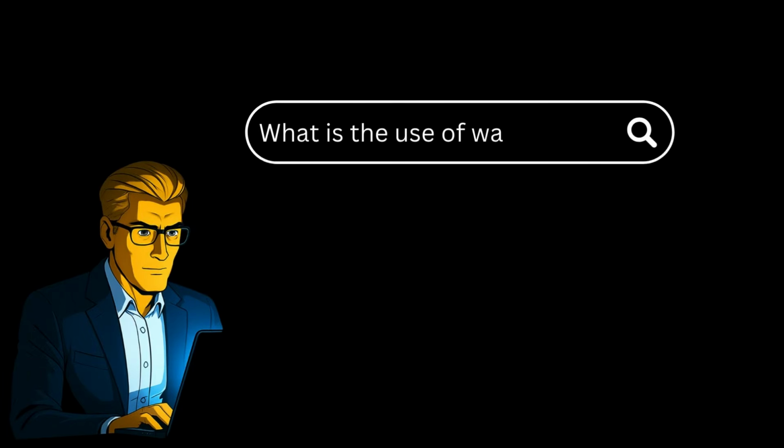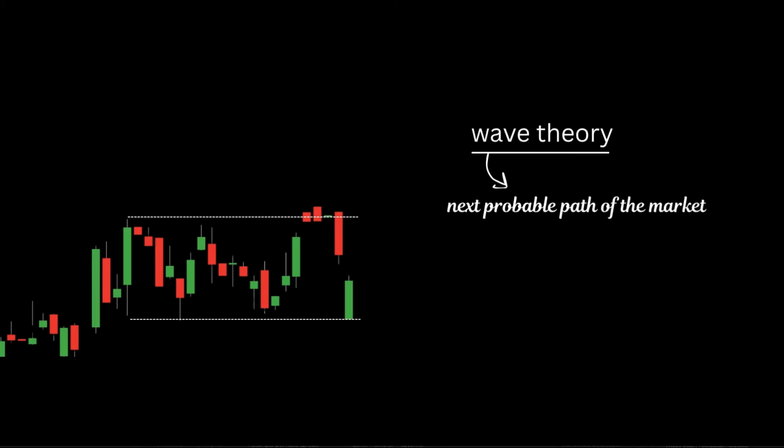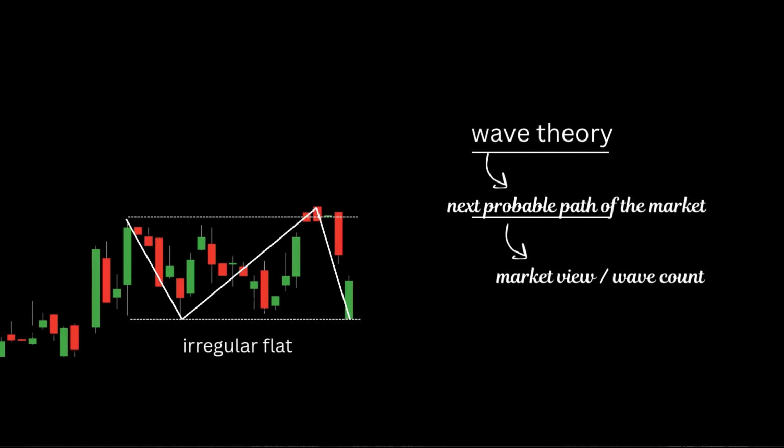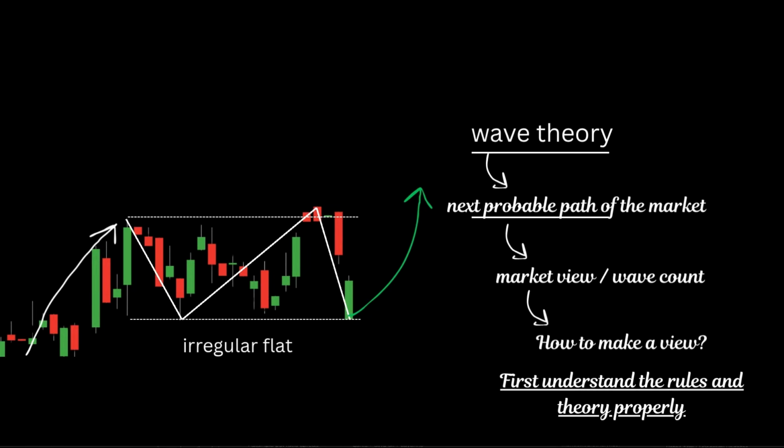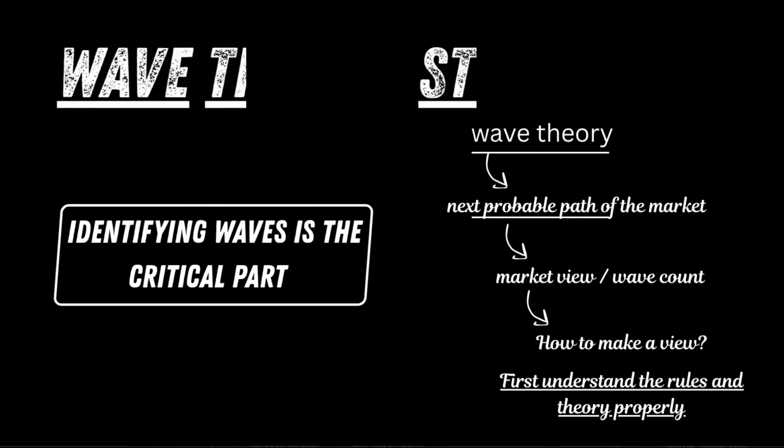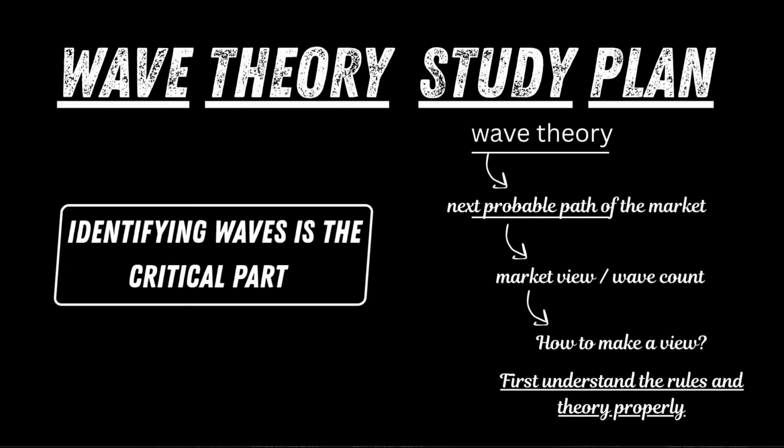First thing we need to understand is what wave theory helps us solve. It gives us a probable path in the market based on some rules and theory. This probable path is what we call a view or a wave count. Now, before we learn how to make a view, we must first understand and finish absorbing the theory and rules properly. For this, we will start making a study plan for practicing the rules and identifying the wave counts.